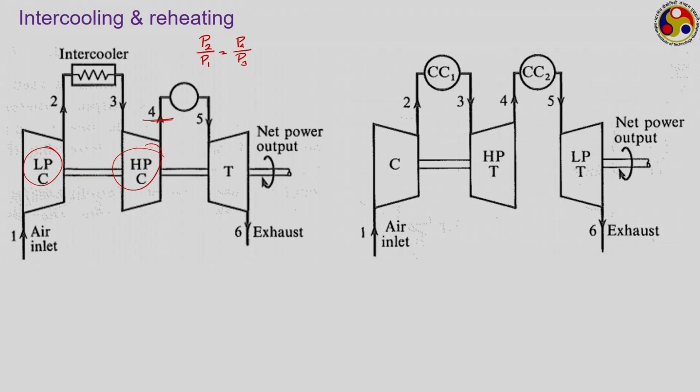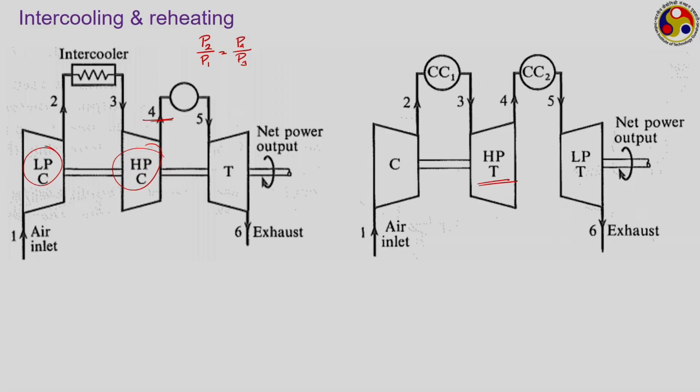Similarly, if we separate out the expansion into multiple turbines, then we can have two stages of turbine as shown in the diagram. Here we have an HP turbine, or high pressure turbine. The combustion products coming from the combustion chamber are allowed to pass through the high pressure turbine, where they are expanded to some intermediate pressure level. Then the exhaust coming out of the high pressure turbine is subjected to reheating in the second combustion chamber, where ideally it is heated back to its initial temperature, and then it goes to the second stage of expansion to reach the final pressure level P6.